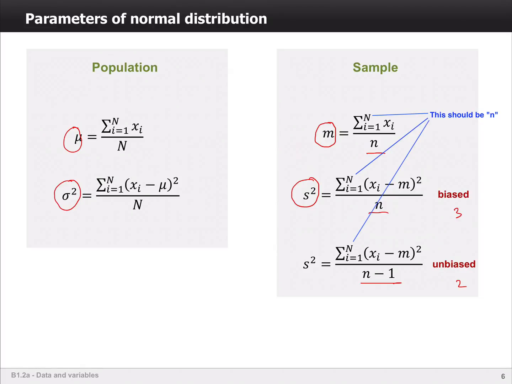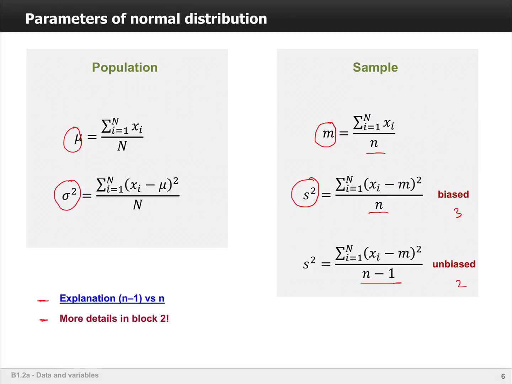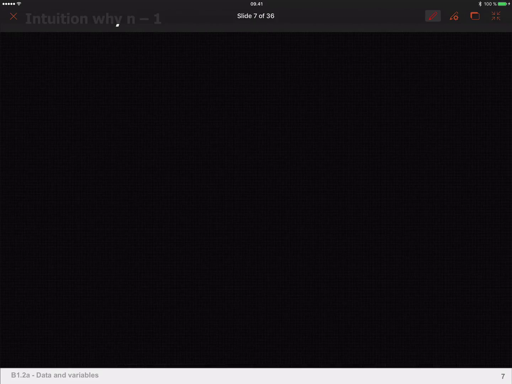Why? Well, first of all, you can use this link to get a very good explanation from Khan Academy, and we also will talk a lot about the relationship between population and sample in block 2. But meanwhile, I'll try to give a simple explanation why it's n-1. So I'll start with not very strict explanation, but from my point of view, a little bit more intuitive.